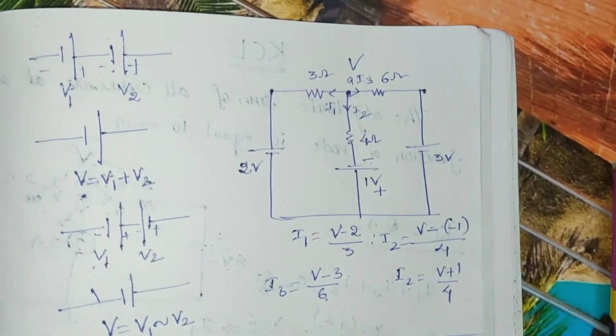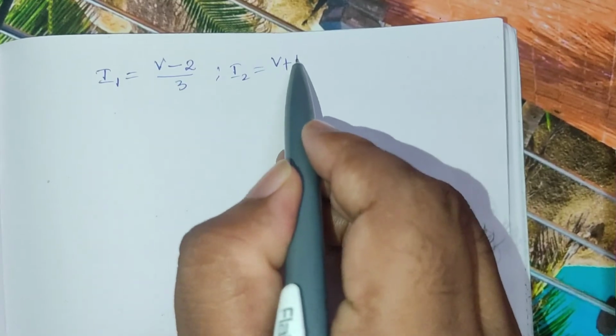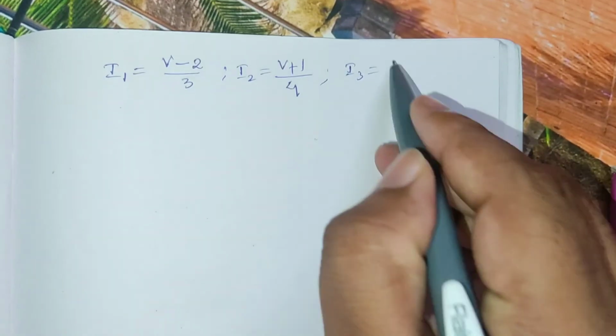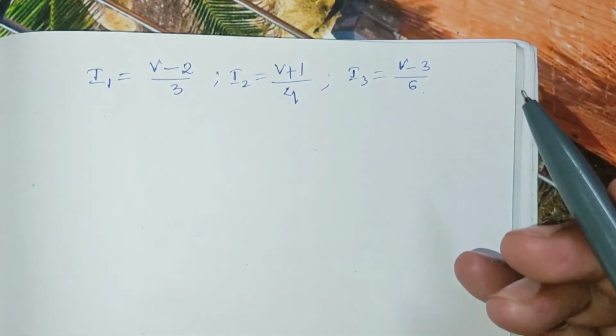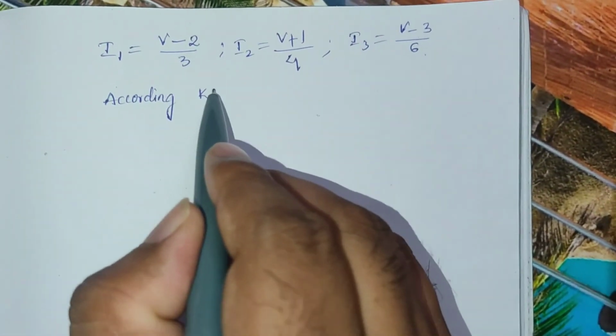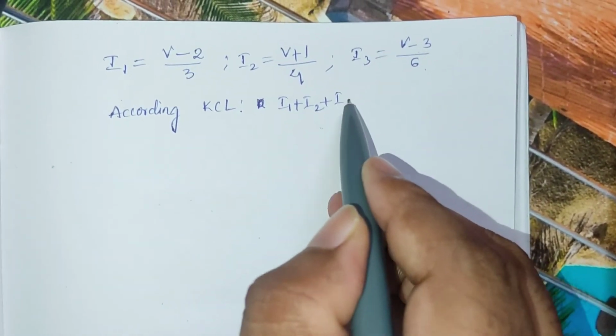Okay, now let us take it into another page. So I am going to write it as I1 equal to V minus 2 by 3, I2 is V plus 1 by 4, and I3 is V minus 3 by 6. Okay, so these are the currents. So according to KCL, what is KCL? The sum of all currents at a junction equal to 0. That means I1 plus I2 plus I3 must be equal to 0.